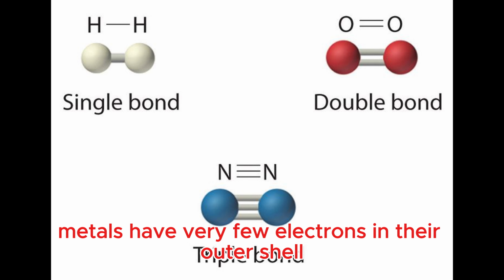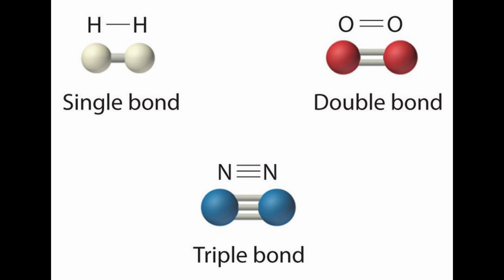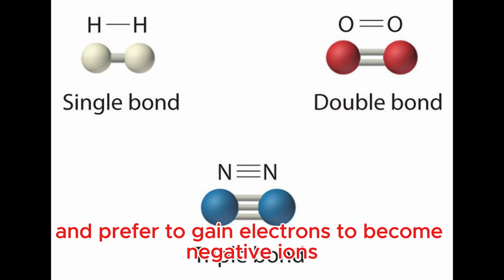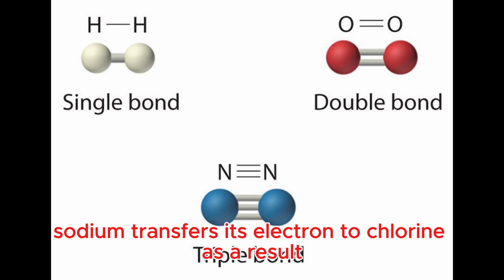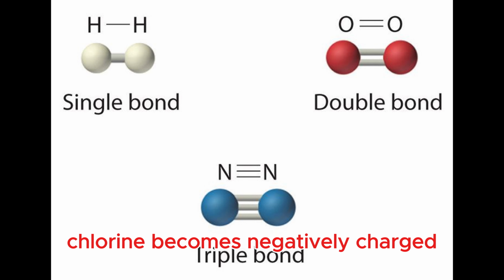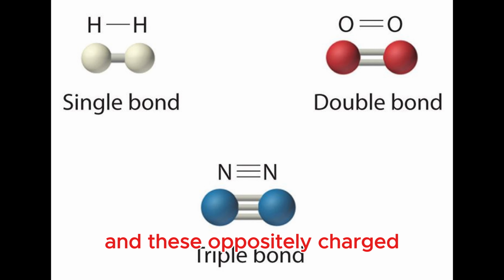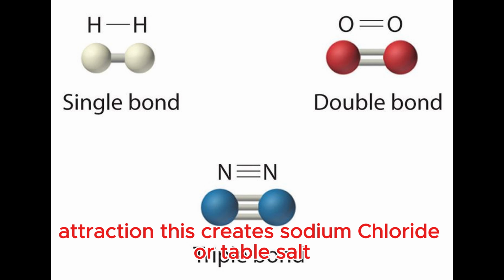Metals have very few electrons in their outer shell, so they prefer to lose them and form positive ions, while nonmetals have nearly full shells and prefer to gain electrons to become negative ions. For example, sodium has 1 electron in its outer shell, while chlorine has 7. Sodium transfers its electron to chlorine. As a result, sodium becomes positively charged, chlorine becomes negatively charged, and these oppositely charged ions are held together by a strong electrostatic attraction. This creates sodium chloride, or table salt.